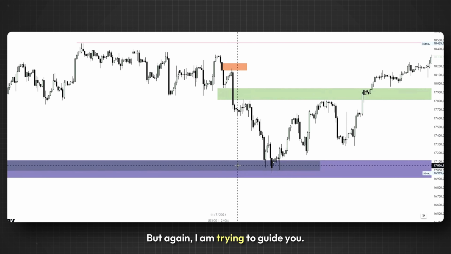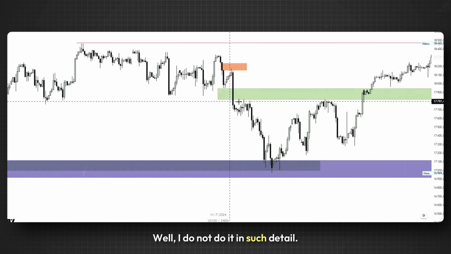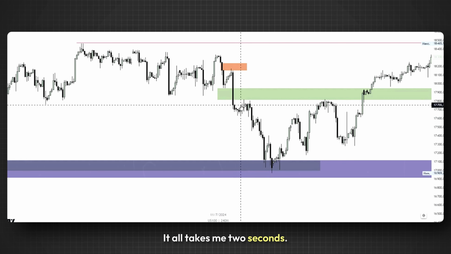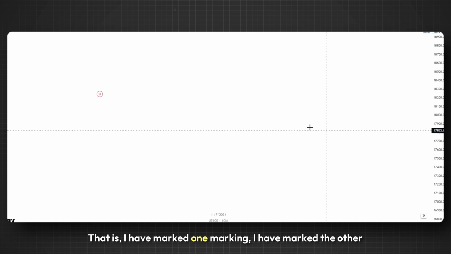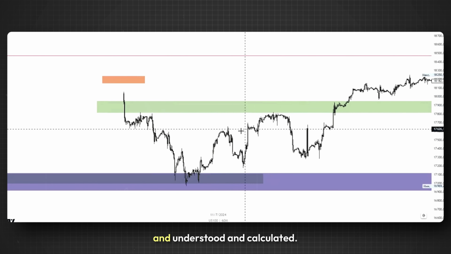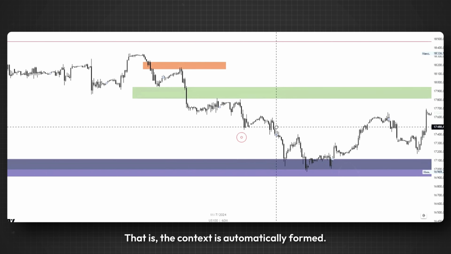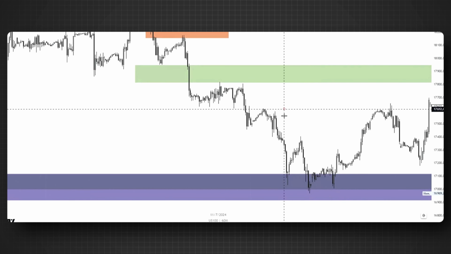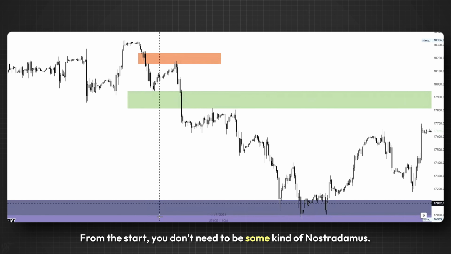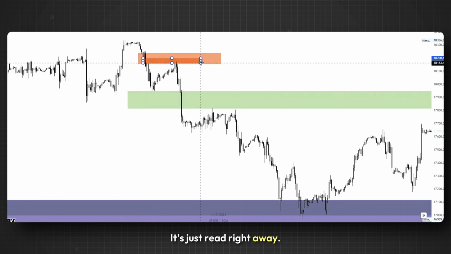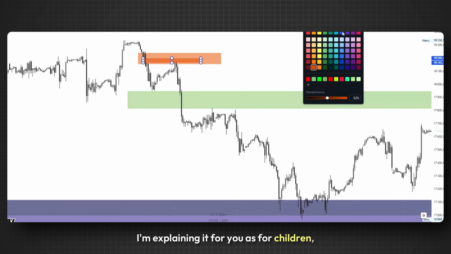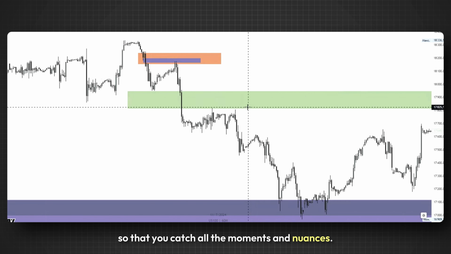But again, I am trying to guide you. Well, I do not do it in such detail. It all takes me 2 seconds. I have marked one marking, I have marked the other, and understood and calculated. That is, the context is automatically formed from the start. You don't need to be some kind of Nostradamus. It's just read right away. I'm explaining it for you as for children so that you catch all the moments and nuances.